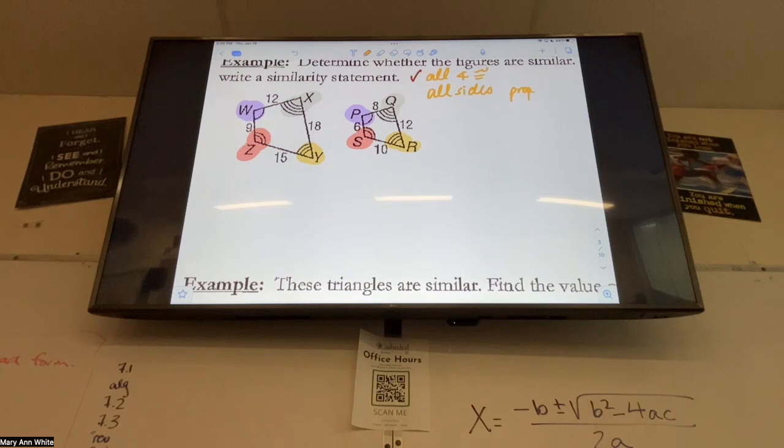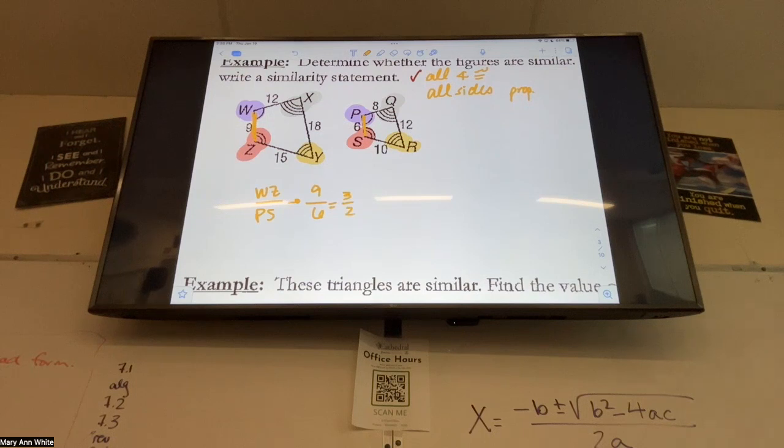Okay, I'll do the first one. WZ over PS. So I picked one side, I found its corresponding side. WZ is 9, PS is 6. What does 9 over 6 break down to? 3 over 2, perfect.